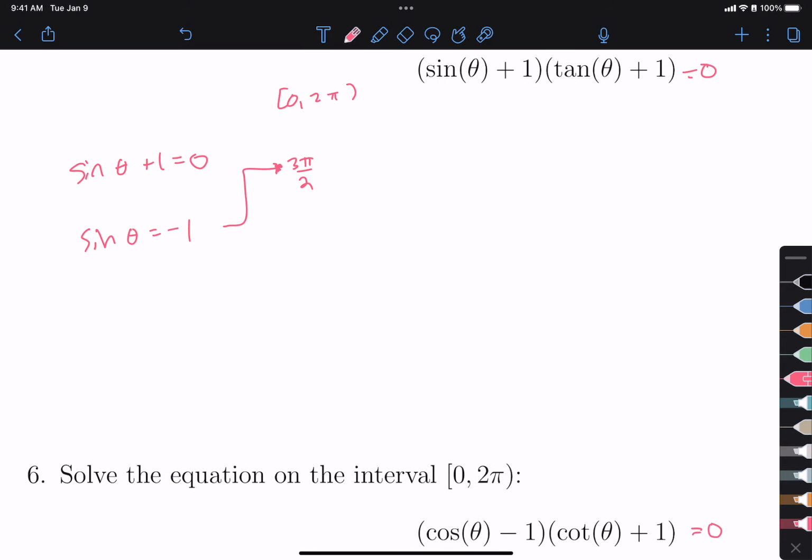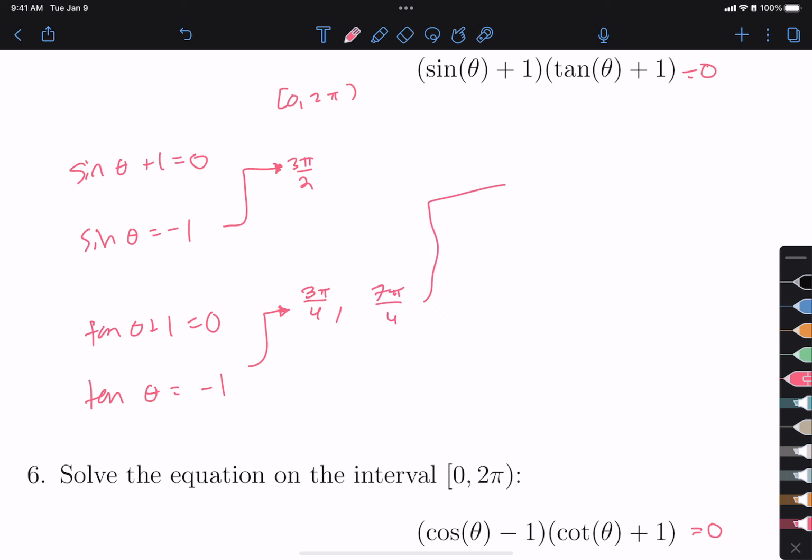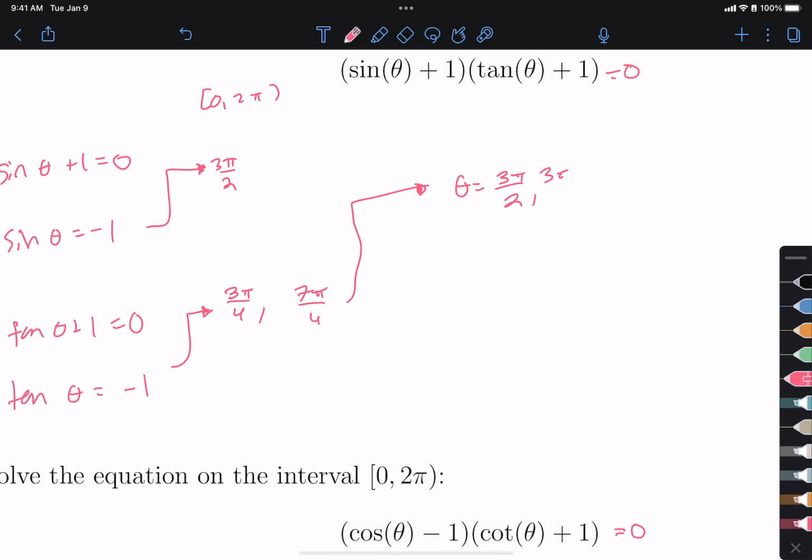And on the other hand, if we have tangent of theta plus 1 equals 0, then that means that tangent of theta is equal to negative 1. And this corresponds to 3 pi over 4 and 7 pi over 4. So we're going to put that down there. We're going to get that our solutions are theta is equal to 3 pi over 2, 3 pi over 4, and 7 pi over 4, right?